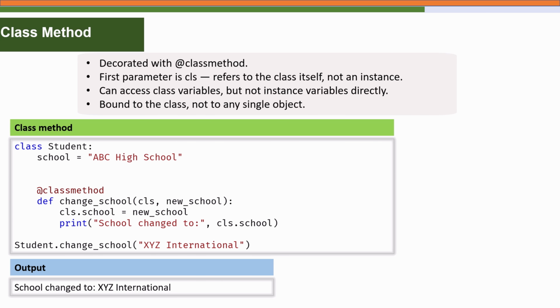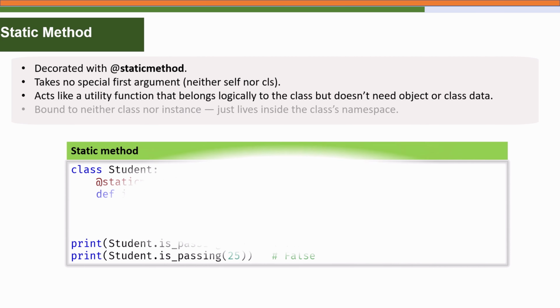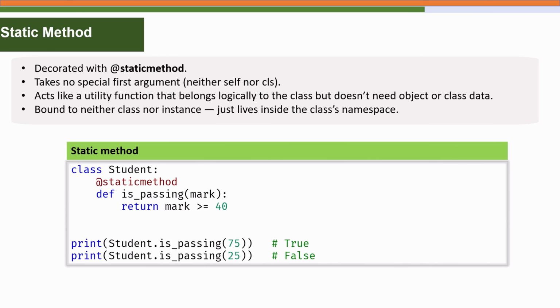Finally, we have static methods declared with the @staticmethod decorator. These methods do not automatically receive either self or cls. They behave like plain functions that just happen to live inside a class. They belong to the class logically, not by data access. So they are used for general purpose utility work that is related to the class. For instance, is_pass is a function that checks if the marks are greater than or equal to 40. It doesn't depend on class or object data, that is why it is static.